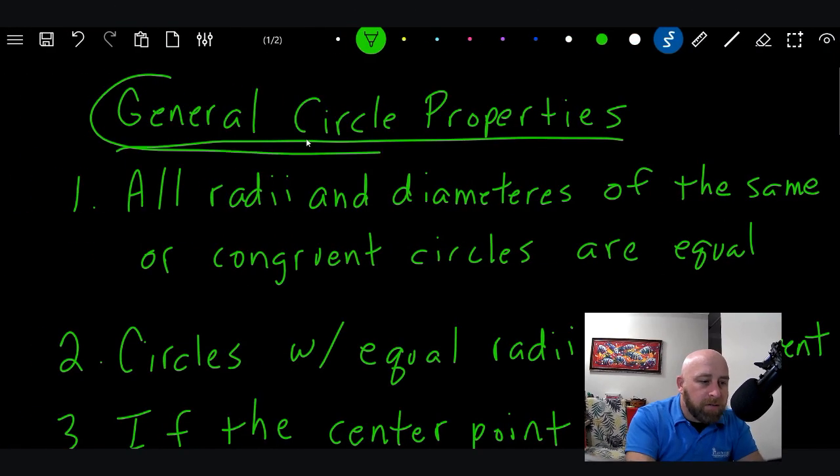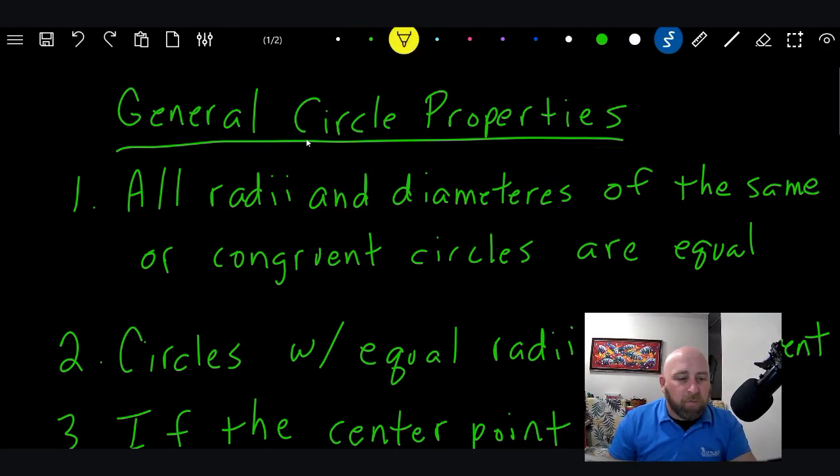The first thing that I want to do, though, is back up. I want to go through some things that I'm going to call general circle properties. You can look right here on the screen. What does that mean? These are things that are true about every single circle, no matter how big, how small, no matter anything about a circle. These are always going to be true about circles. Most of them are pretty basic, but I want to go through them real quick before we get into the rest of the lesson.